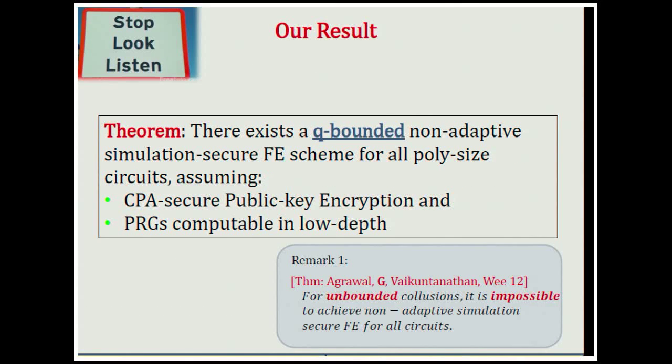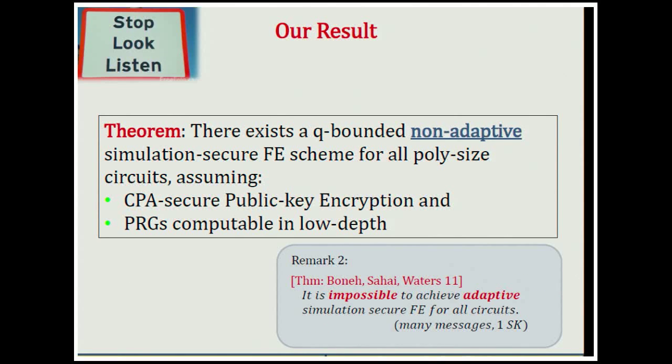So I already told you what Q-bounded is, and you ask the question, why? Why do we restrict ourselves with this bound Q? Why not consider an unbounded setting? We have a result that says for unbounded collusions, it's actually impossible to construct function encryption for all functions in the non-adaptive setting. On the other side, why do we restrict ourselves with the non-adaptive case?